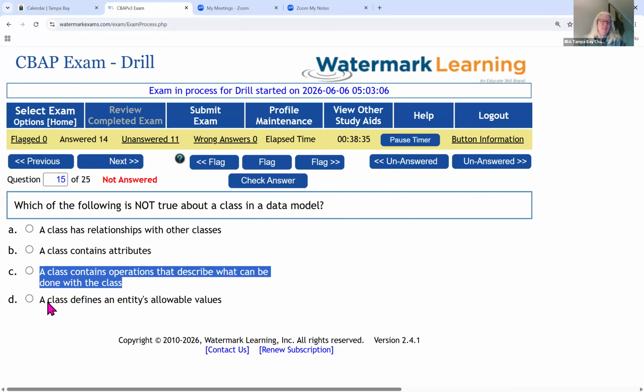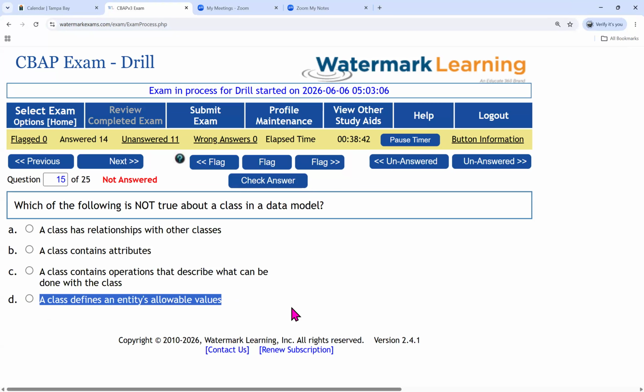And so does a class define the entity's allowable values? Yeah, that's what I'm confused about. It is an entity's values, but I don't think the word allowable is being used here correctly. I know the correct answer for the "not" in this one is D for Denmark, but I'm just not understanding what they mean. Okay, I'll go over that. Let's get the other folks' answers and then we'll go deeper into it.